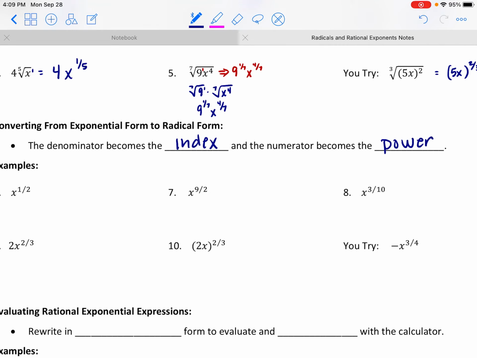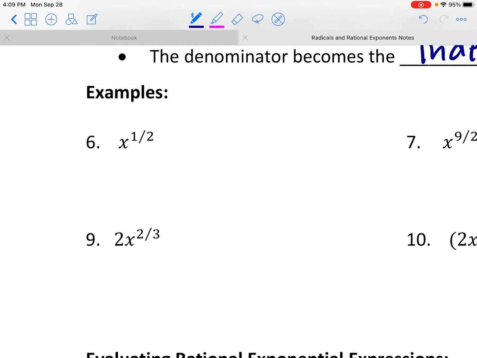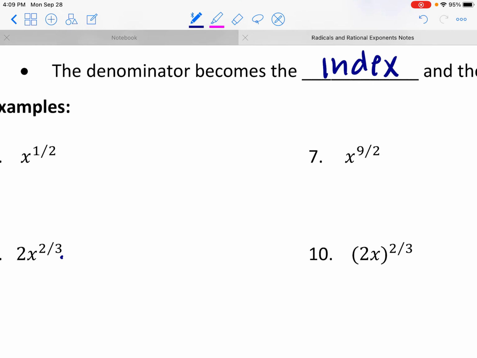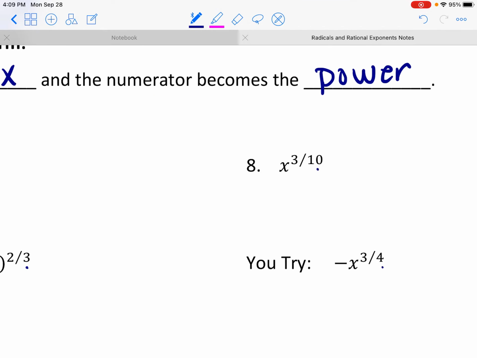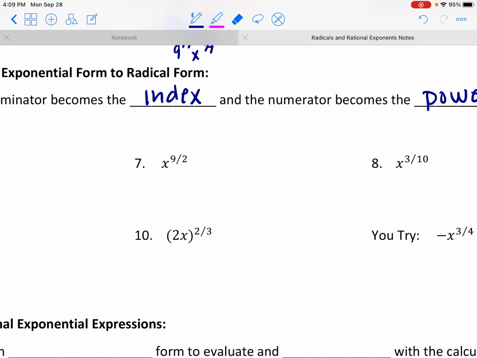So what I like to do is read these from the bottom here and then around this way. So when I'm reading this, I'm going to read this as the square root of x to the 1st power. So read the bottom first, that is your square root. This is a cube root, this is a square root, this is a cube root, this is a 10th root, this is a 4th root. So let's read the denominator of the fraction first as the index.